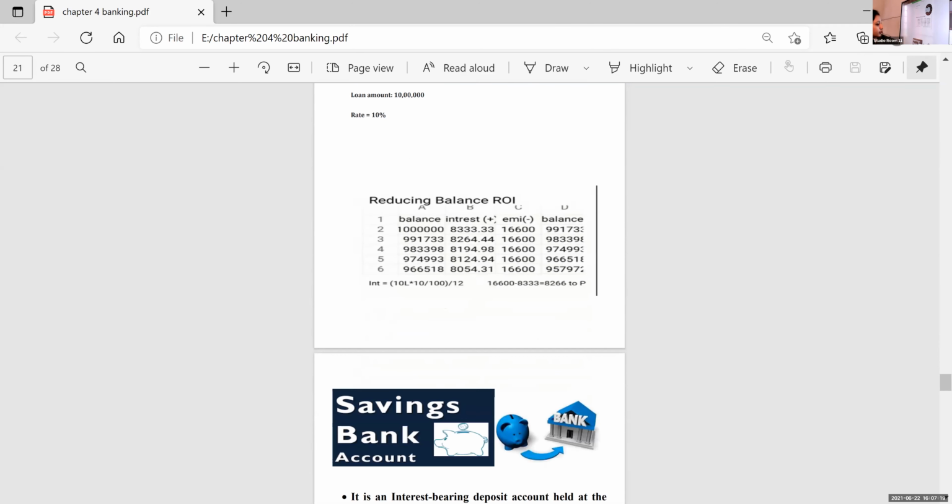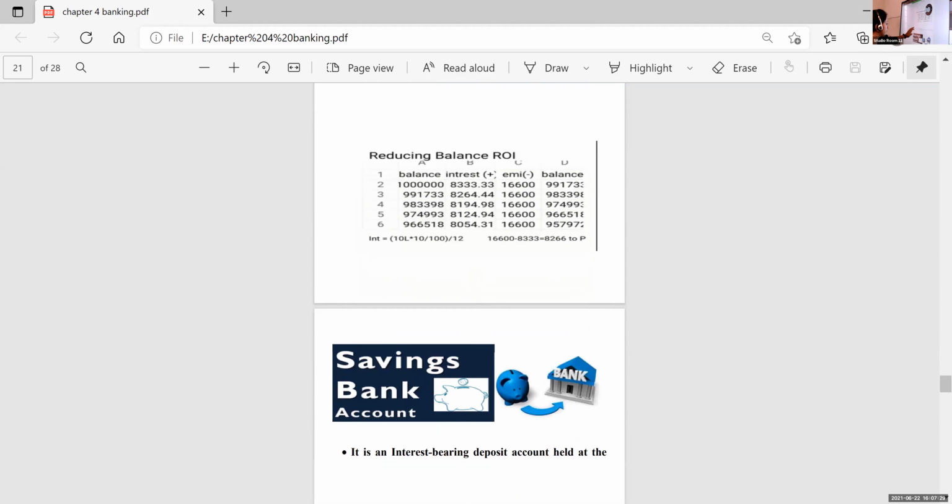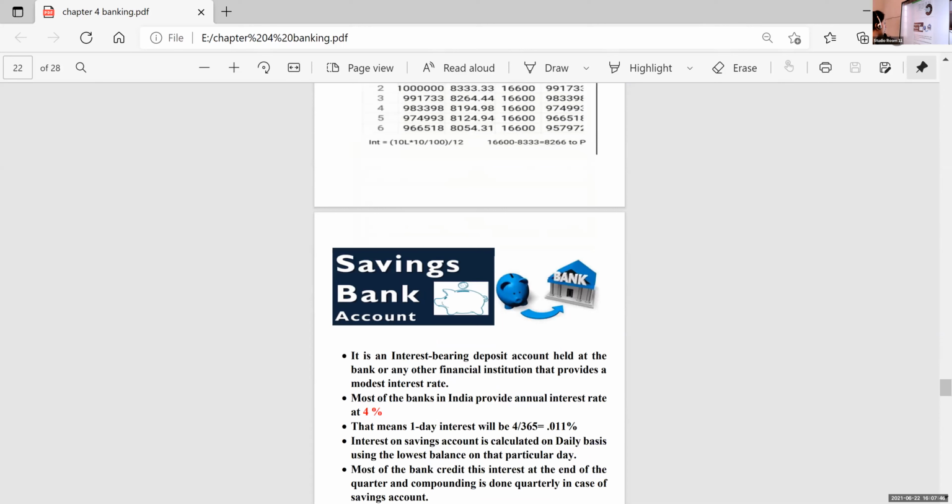Now let's move on to the next topic, new topic, savings bank accounts. What is a savings bank account? You have learned types of bank accounts, isn't it? A savings bank account is an interest-bearing account held at the bank or any other financial institution that provides a modest interest rate.